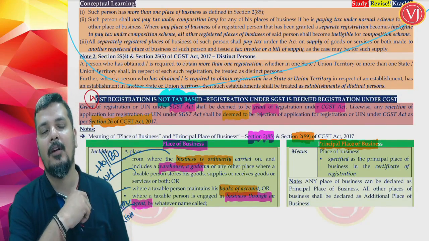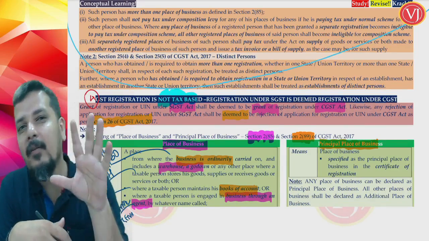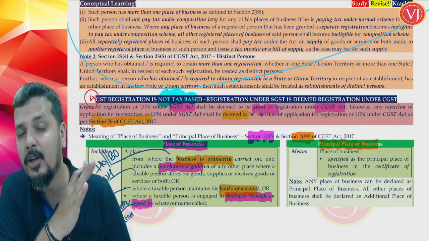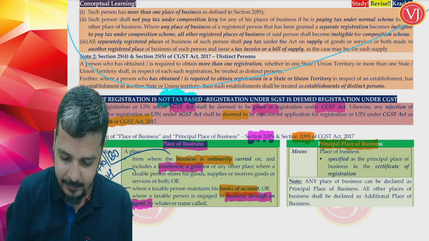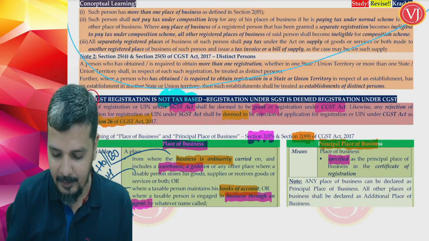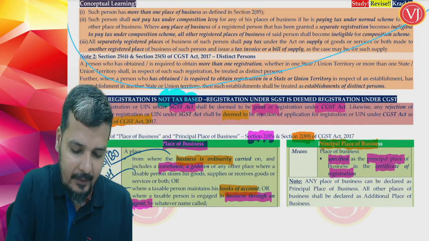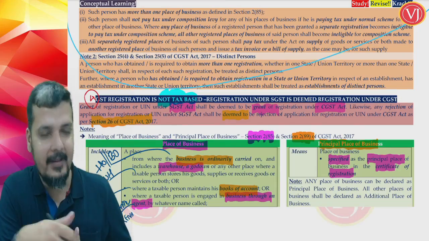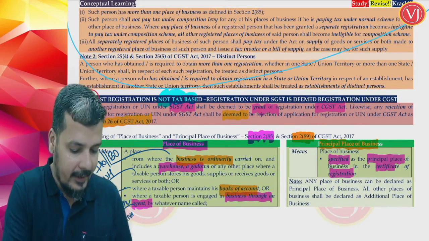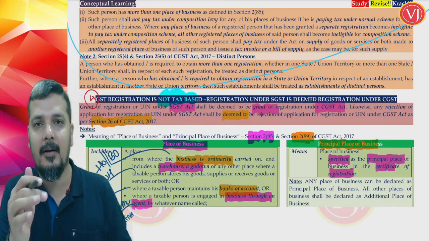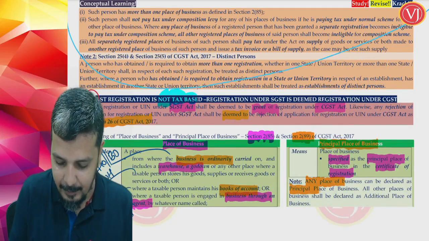Now, out of all these places, which one would be your principal place of business? Here be careful. The normal understanding is that the head office will be the principal place of business, which is not true. You can select any place as your principal place of business. Whatever you select would be specified as the principal place of business in your registration certificate. A very, very, very important point. Normally, if I tell you which is the principal place of business and which is the additional place of business, you would say that the head office is the principal place of business and all others are additional places of business. No. You can select any place as the principal place of business.